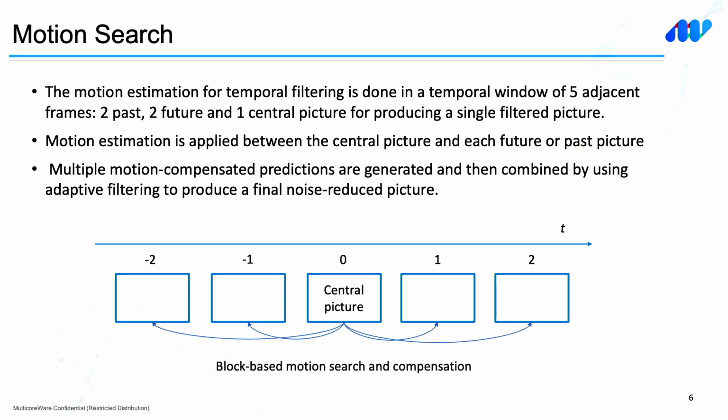As I said earlier, we need to generate a reference window. As shown in the diagram, for the central picture represented as 0, we need to pick 2 past frames and 2 future frames. In the case of the first I frame, we select only 2 future frames. Once we have the reference window, we apply motion estimation between the central picture and each of the available reference frames, and then we generate multiple motion compensated images, and ultimately we produce one filtered image which is noise removed.